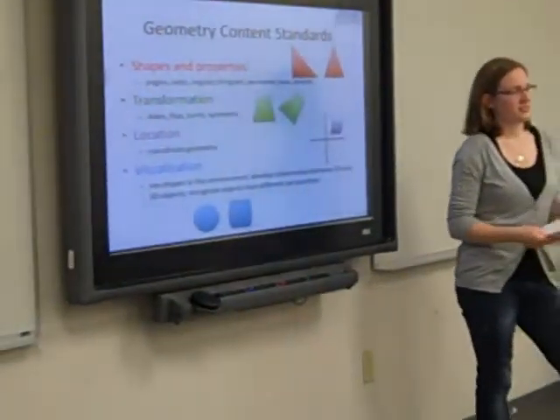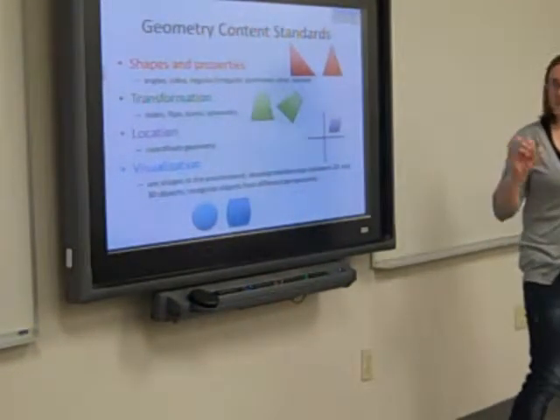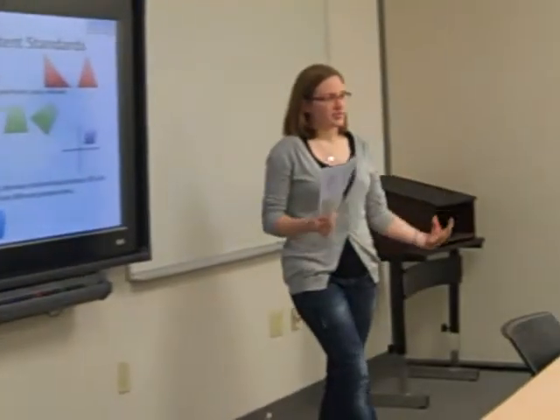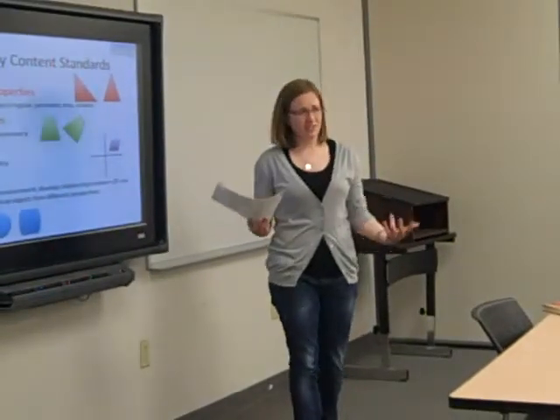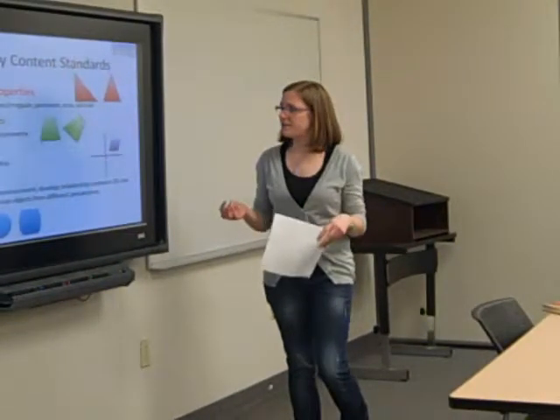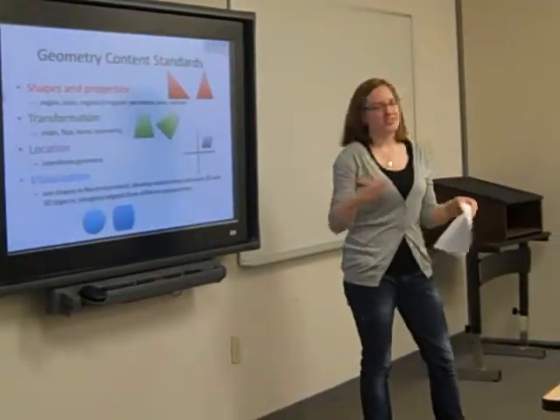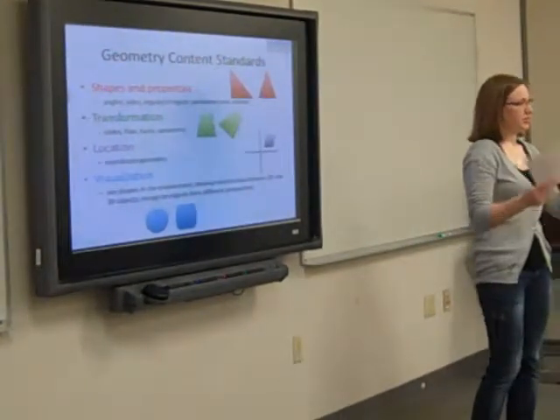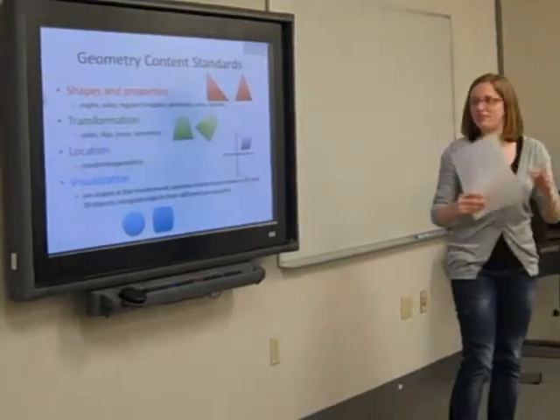So shapes falls under the content standard of geometry, and under that there are 4 substandards. The first one is shapes and properties, which is learning about things like angles, numbers of sides, if shapes are regular and irregular, if they're symmetrical or not. Also perimeter, area, and volume. And then transformation is the second one. That includes symmetry and also slides, flips, and turns, which we probably know as translations, rotations, and reflections.